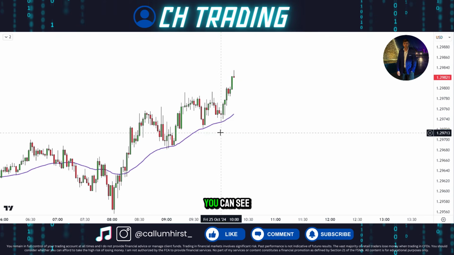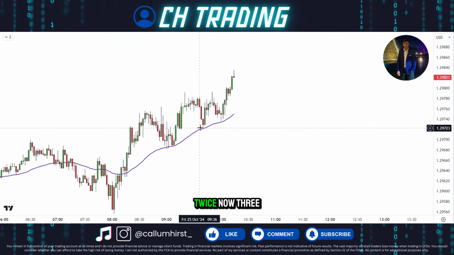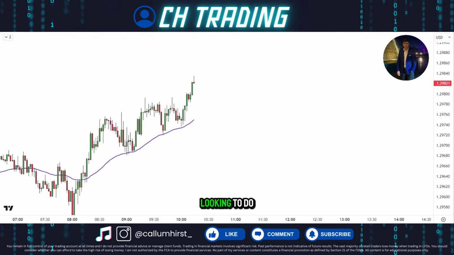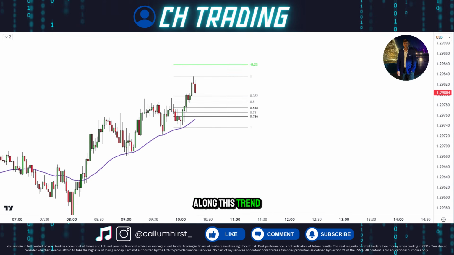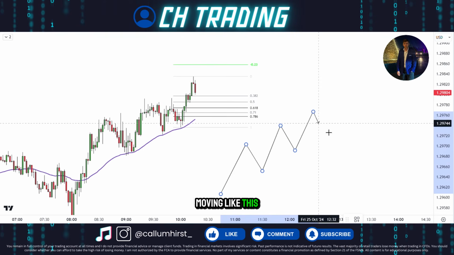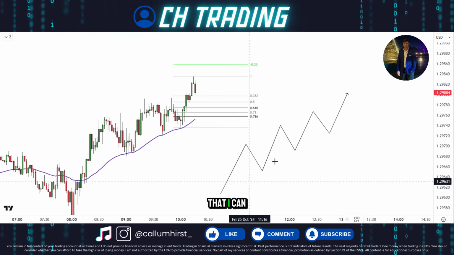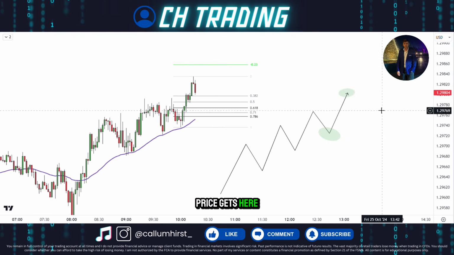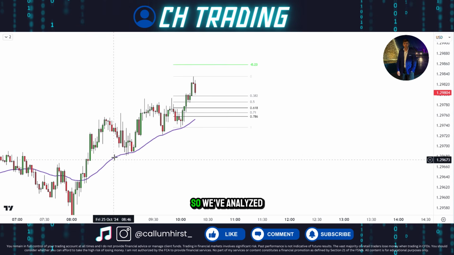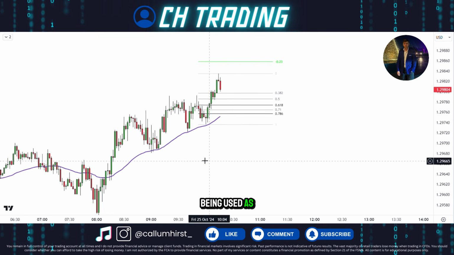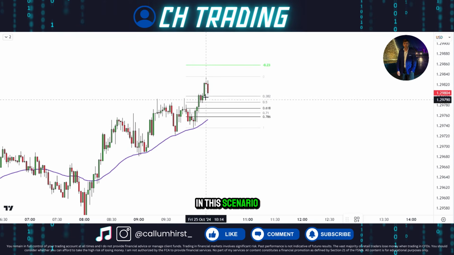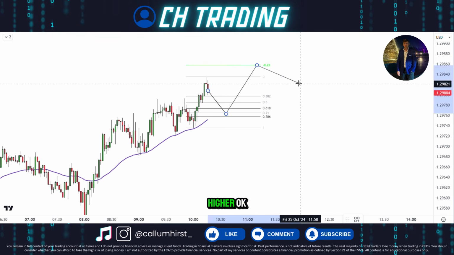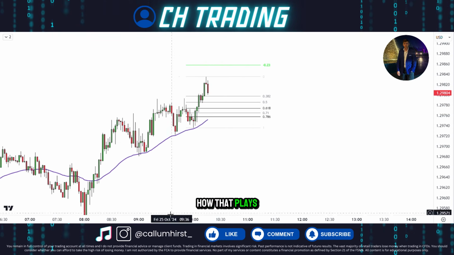So with that being said, you can see the 50 EMA has been respected once, twice, now 3 and 4 times. So what I'm looking to do here is take further trades along this trend where price is moving like this, and I'm just looking for the level that I can get in here and then take my profits when price gets here. Simple, right? So we've analysed that price is bullish, got the EMA being used as support, price is making higher highs and higher lows which are clear to read. What we're looking for in this scenario is for price to come back down to our level and then push higher. Okay, so let's see how that plays out.